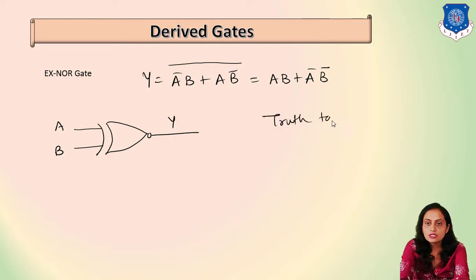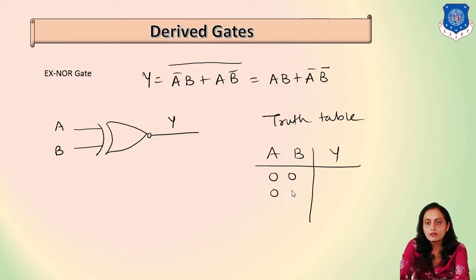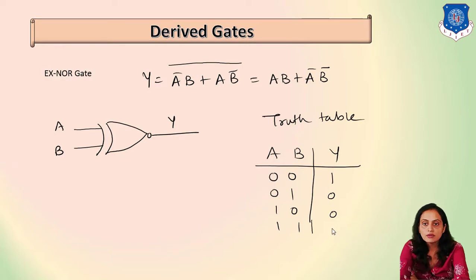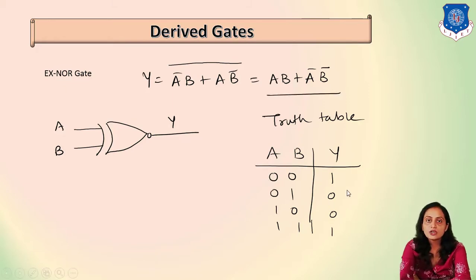Now we will see the truth table. Inputs are A and B. Output is Y. Possible combinations are 0 0, 0 1, 1 0, 1 1. And in the XOR gate we have seen that if the inputs are opposite, then the output is 1. Here it will be the reverse of that. So the output will be 0 here. And when both the inputs are the same, the output will be 1 because it's an inverse of XOR. And if we put these inputs in this particular equation, then too you will get this output logic only.